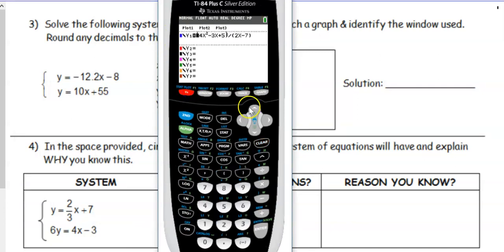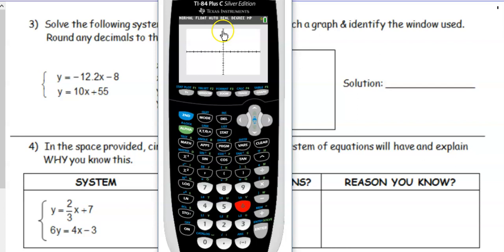I'm going to plug in both of the equations. Let me clear that out. So I have negative 12.2x minus 8. My first equation, that's going to be blue, that shows up in my calculator. Then I'm going to have 10x plus 55. And I'm going to always start from my standard window. Standard window, zoom, and then I go to zoom standard, which is number 6.